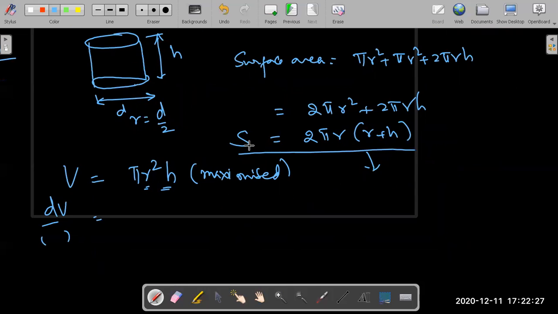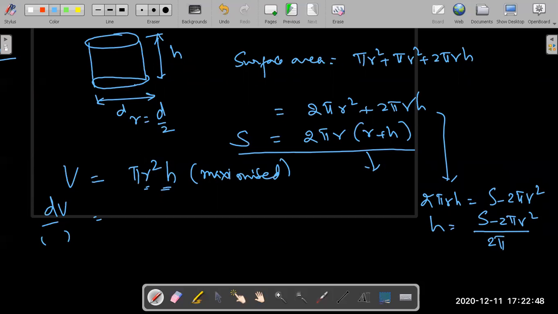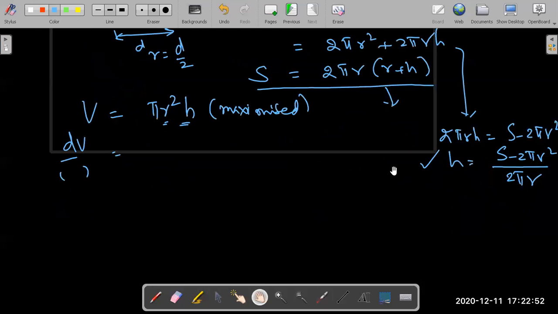So S is a constant thing, whichever you want to make. If you want to eliminate H, then from here you can write 2 pi r h equal to S minus 2 pi r square. Then H is equal to (S minus 2 pi r square) divided by 2 pi r. So this is the important step, and this is what I am substituting into here. So I have to substitute this.